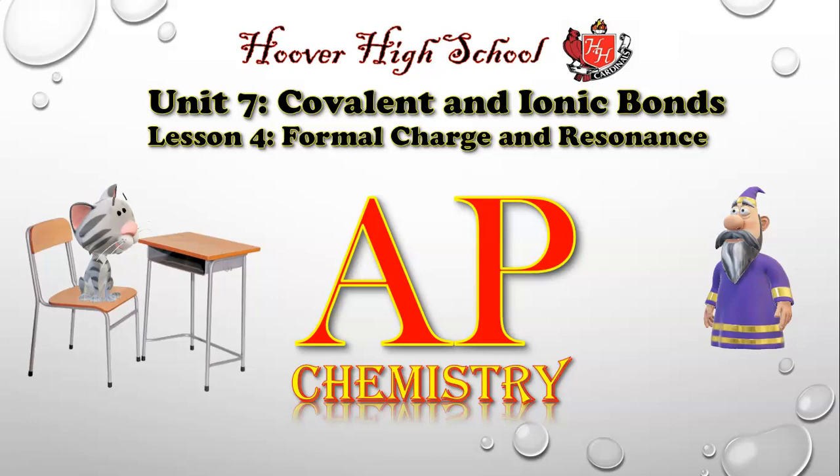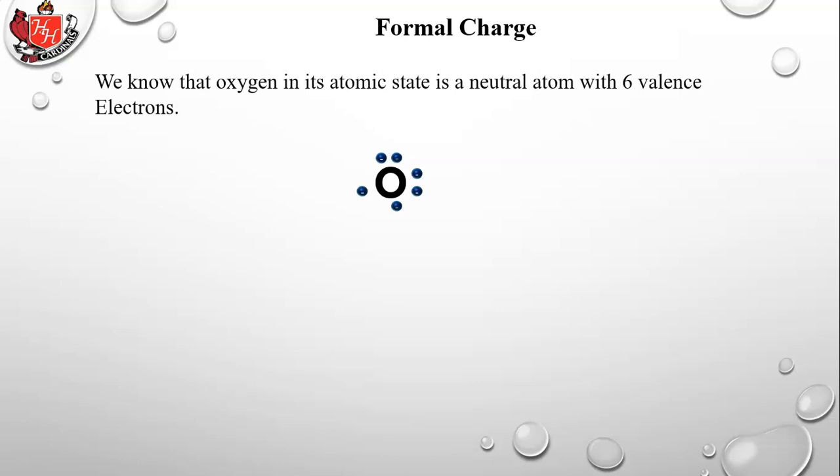AP Chemistry. This is lesson 4 in Unit 7. It's the last lesson of Unit 7, covalent and ionic bonds, and this lesson is on formal charge and resonance. So we know that oxygen in its atomic state is a neutral atom with 6 valence electrons. So there's the Lewis diagram of an oxygen atom.